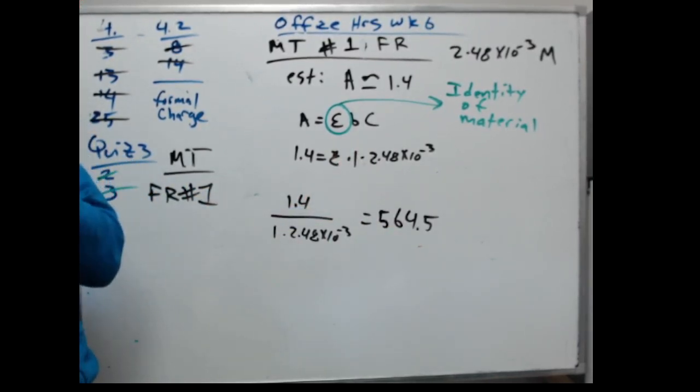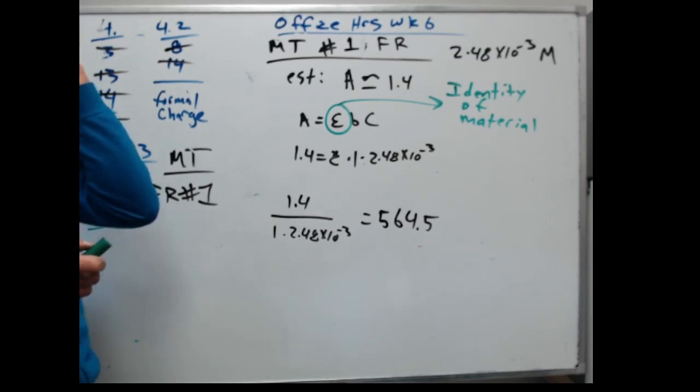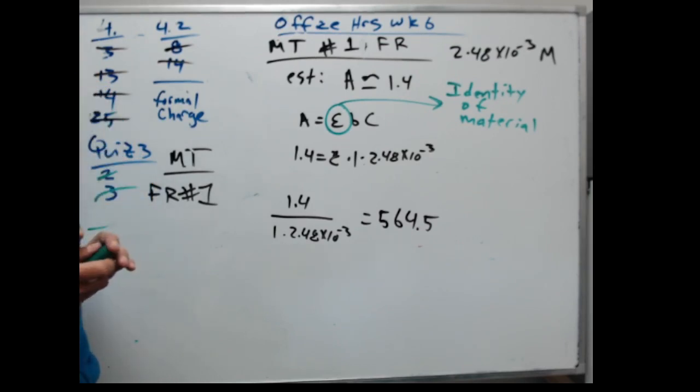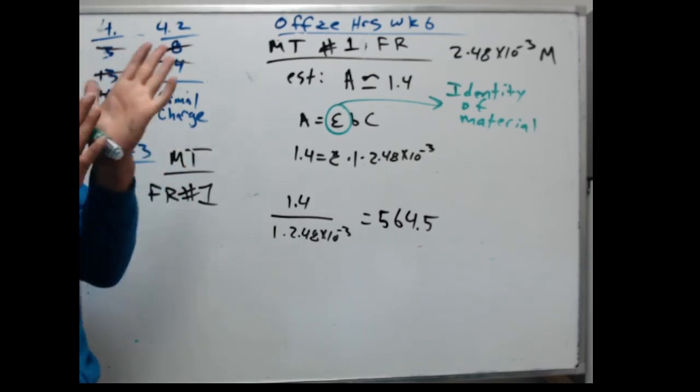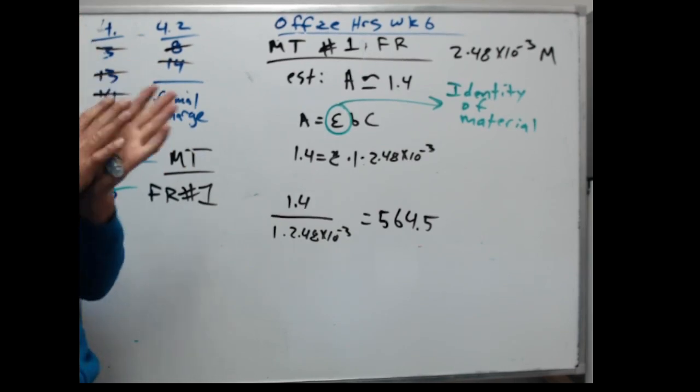So was part C out of 9? Yes. Okay. A, B, and C for question 1 were 9 points each. And then question 2 was out of 10 points.